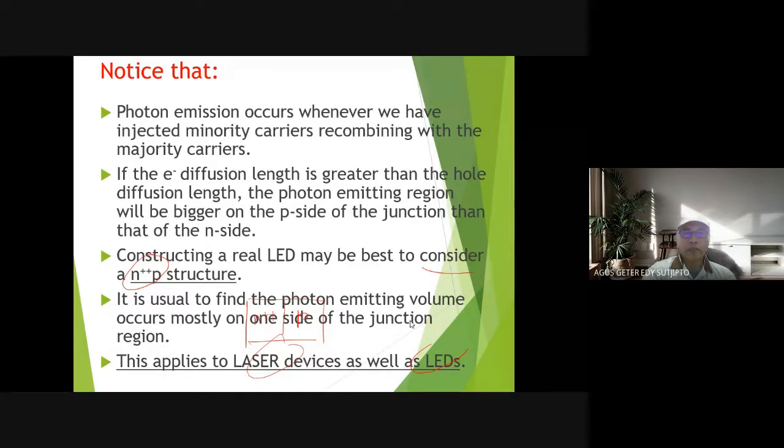So laser, you know this? What does laser stand for? Does anyone remember? Light amplification of stimulated emission radiation.